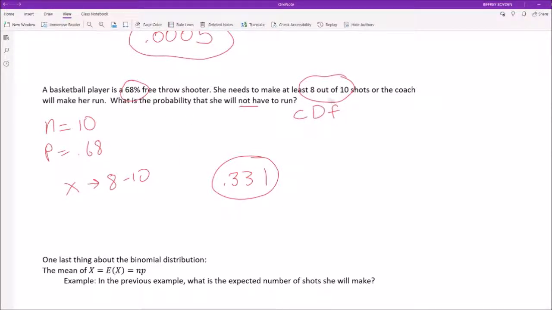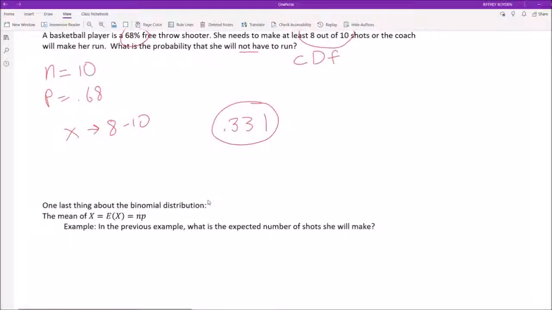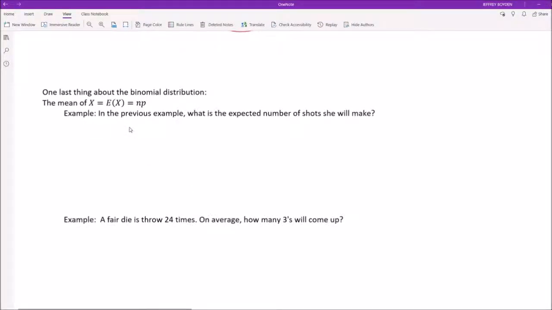I hope you understand that if we had to do this by hand, it would take a long time and it wouldn't be very pleasant. This is a really, really nice calculator trick. Here's the next thing we got to talk about: expectation in a binomial situation.